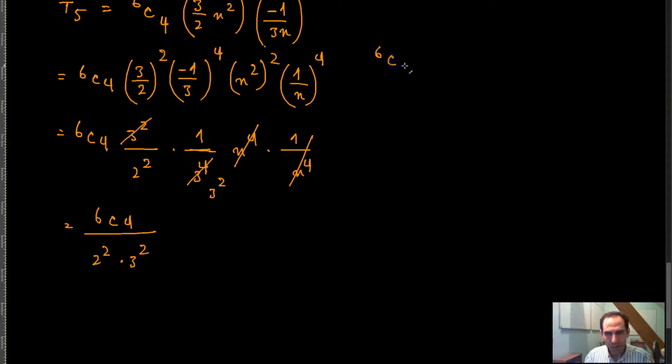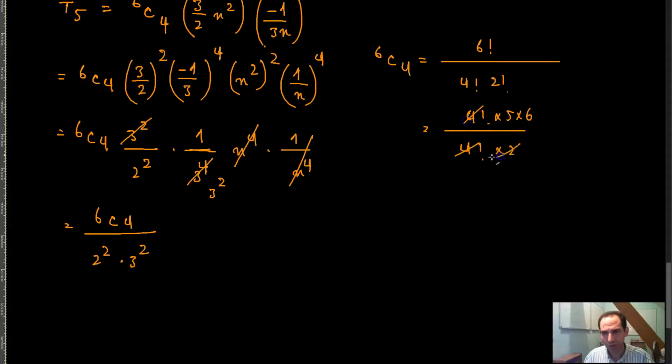Now 6 combination 4 is the same thing as 6 factorial over 4 factorial times 2 factorial, which is 4 factorial times 5 times 6 over 4 factorial times 2, and then you have 2 and 3 times 5 is equal to 15, so that's 15 over 4 times 9, which is 36, which is the same thing as, divide by 3, you'll get 5, divide by 3, you'll get 12, that's 5 over 12. That's basically the term that is independent of x.